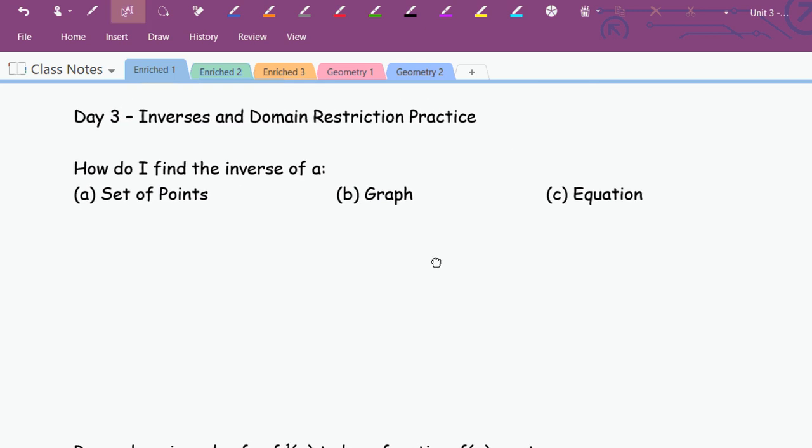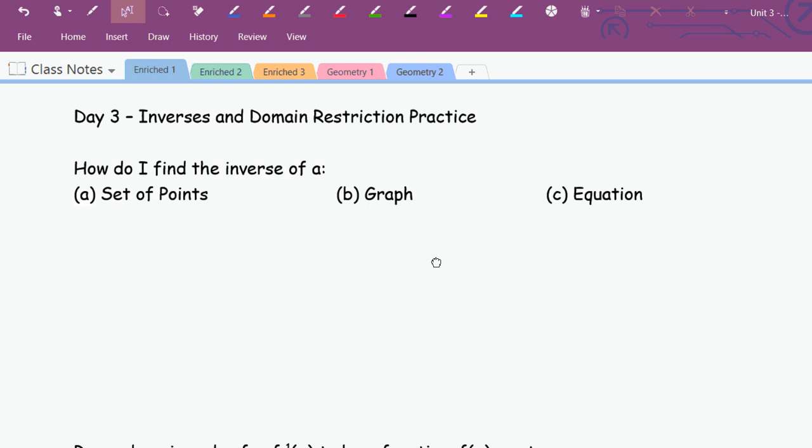Who remembers how you can answer any of those three? How would you find the inverse if I give you a relation or a set of points? How would you find the inverse if I gave you a graph? Or how would you find the inverse if I gave you an equation? Who remembers anything about finding the inverse for A, for B, or for C? This was a full part of a unit.